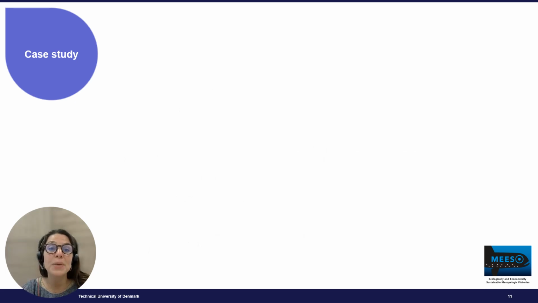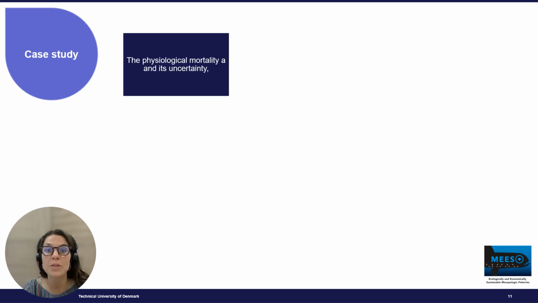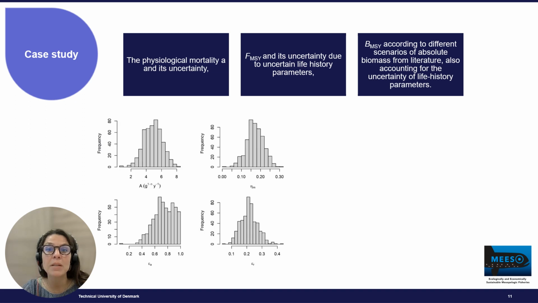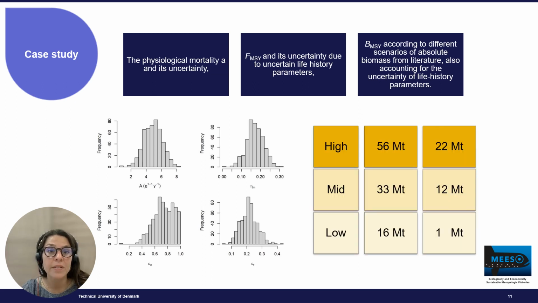For each of the species, we estimated the physiological mortality A and the biological reference levels FMSY and BMSY, taking into account the uncertainty in the life history input parameters. This we did by randomly sampling from normal parameter distributions with species-specific means and standard deviations of the growth constant A, the size at 50% maturity eta M, the activity coefficient epsilon A, and the recruitment efficiency epsilon R. And since there is still considerable uncertainty in the species-specific biomass estimates in the Northeast Atlantic Ocean, we evaluated BMSY according to different scenarios of absolute biomass, which were for the two species based on literature.